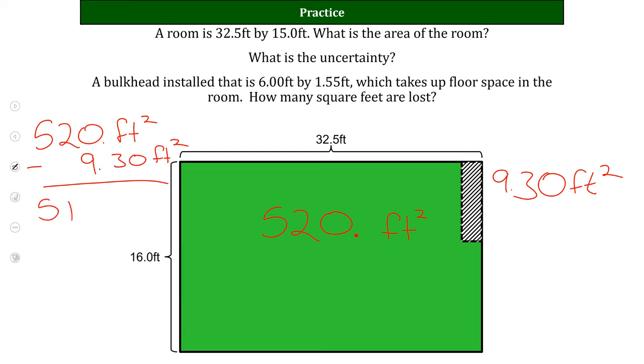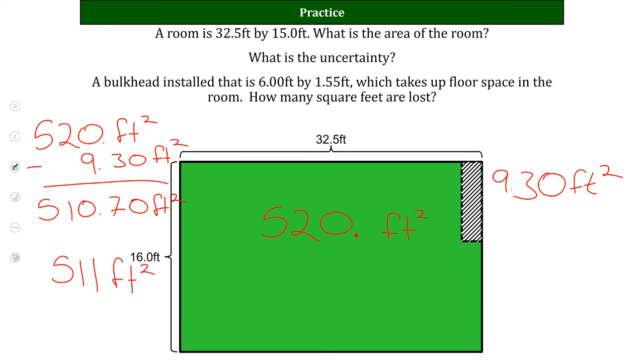You have 510.70 feet squared. And now where are we rounding? We have to go back to keep the same uncertainty, right? So this number 520 was plus or minus a foot. So it means our answer has to be plus or minus a foot. So 511.